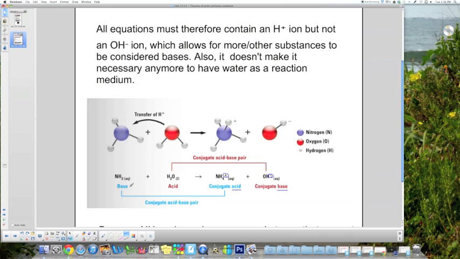If we look at the other pair, the base over here had accepted an H plus to become NH4 plus. So this one is a base paired up with an acid on the other side. Because they're from the same family, so to speak, but one is an acid and the other is a base, we call them conjugates. So it's the conjugate base acid pair, the same way we have the conjugate acid base pair.